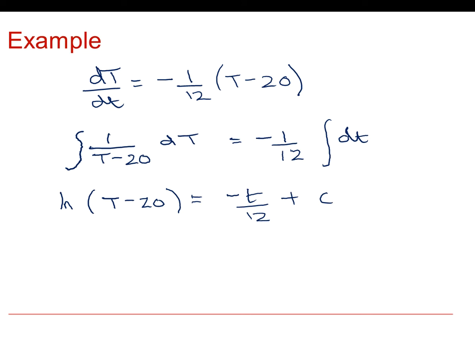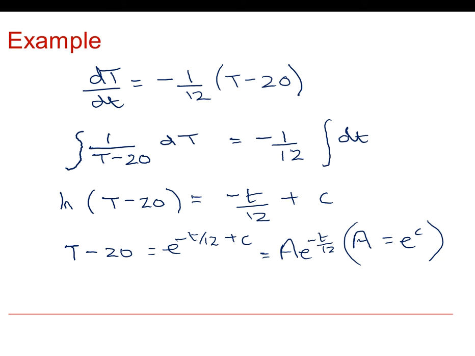Taking the exponential of both sides, this will give us T minus 20 equals e to the minus t over 12 plus c. If we choose a constant A to be e to the c, we can then write that as A e to the minus t over 12. And T equals 20 plus A e to the minus t over 12 is our general solution.